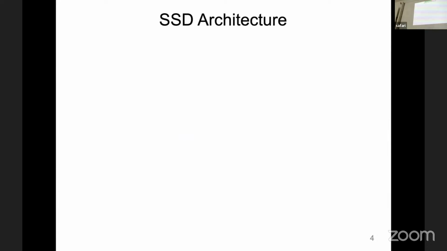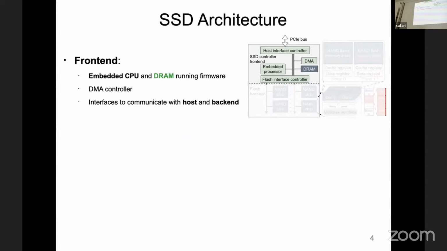It's also important to know how the SSD architecture actually works so we can improve on it. We split it up again into front end and back end. The front end consists of an embedded processor and a DRAM chip. Basically, they're there to run the firmware of the SSD. A DMA controller allows the data from the flash to be directly written to the DRAM without involving the embedded processor. And then two interfaces: the communication to the host via PCIe and the flash interface to communicate with the backend.